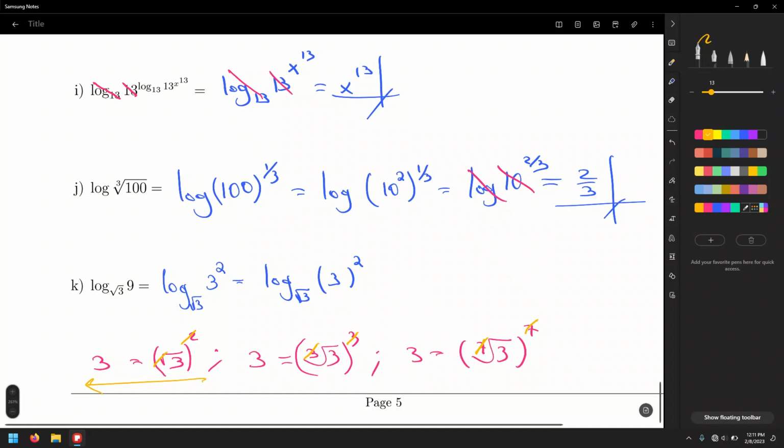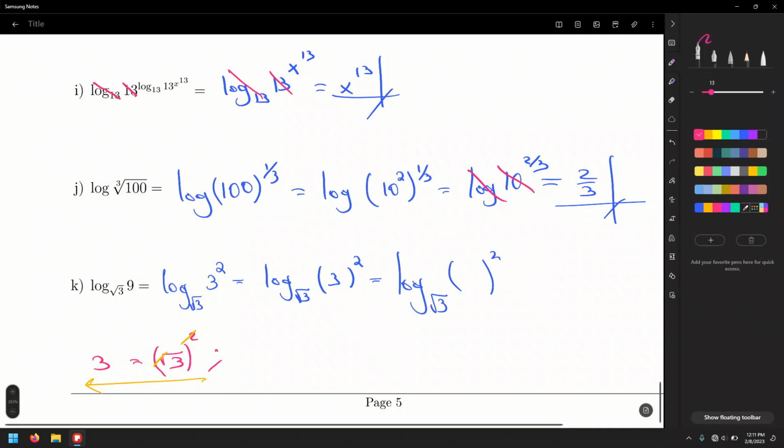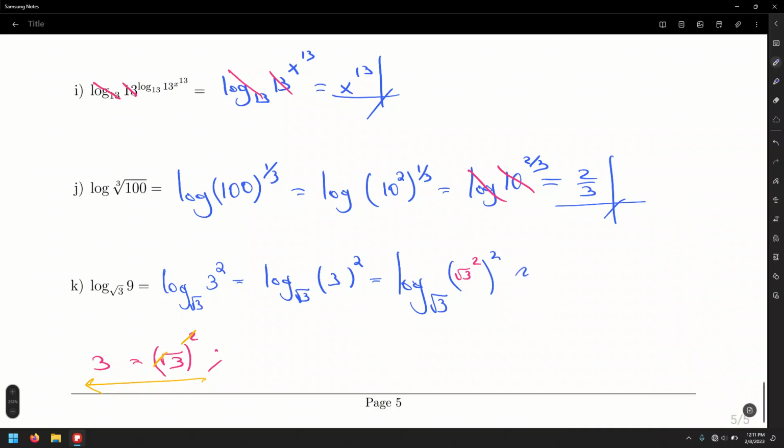So now I'm going to erase this. We don't need this. I only need this one. So I'm going to go ahead and write log base square root of 3 of, what's this? The square root of 3 quantity squared. Okay? And we are almost there, except for how about we simplify the exponents. Power of another power, we multiply the powers. Log base the square root of 3 of the square root of 3 to the 4th power.